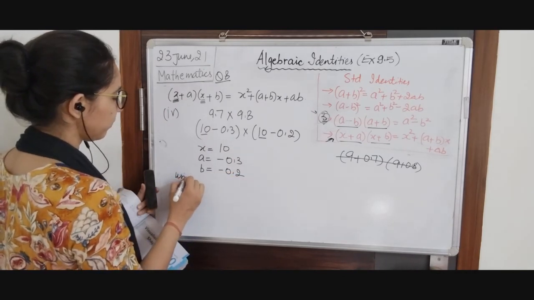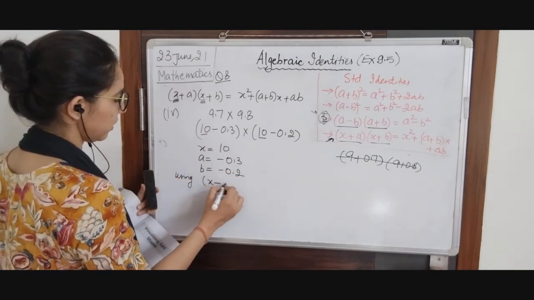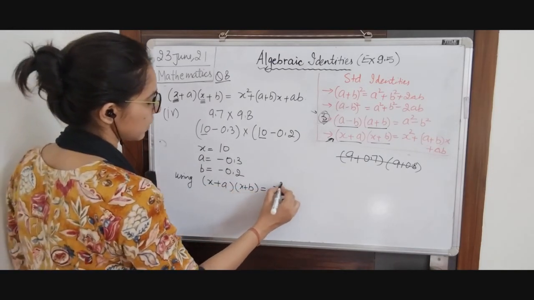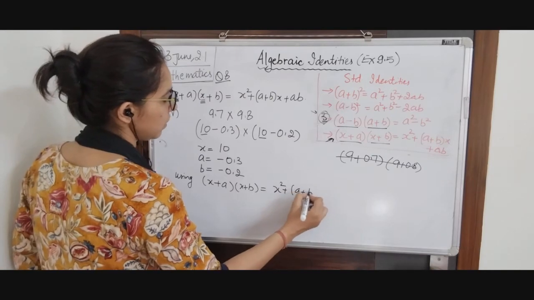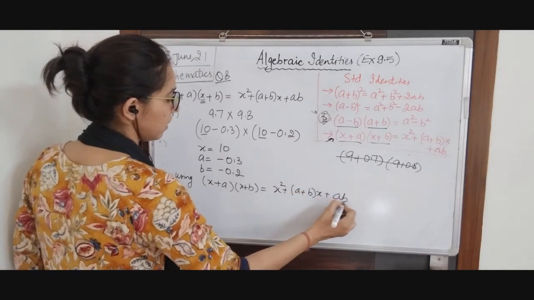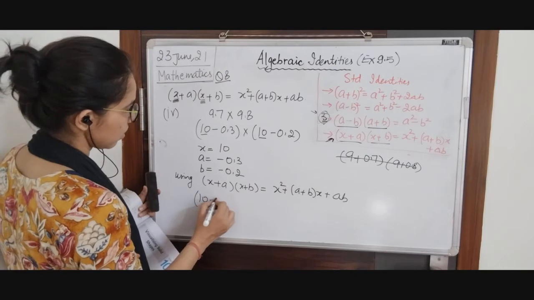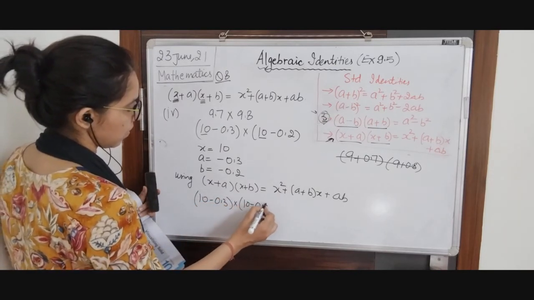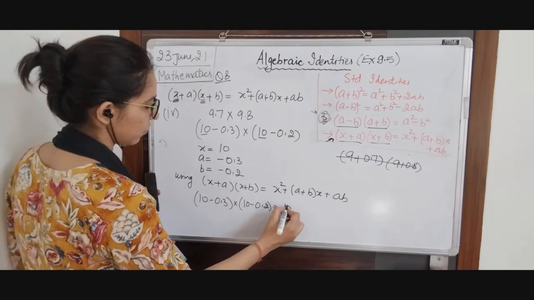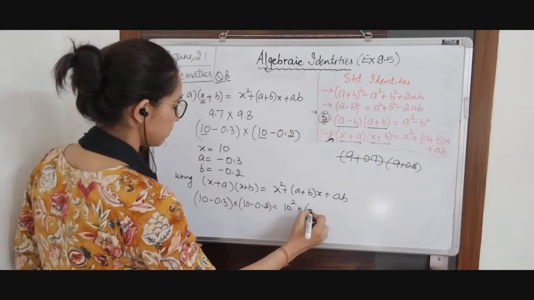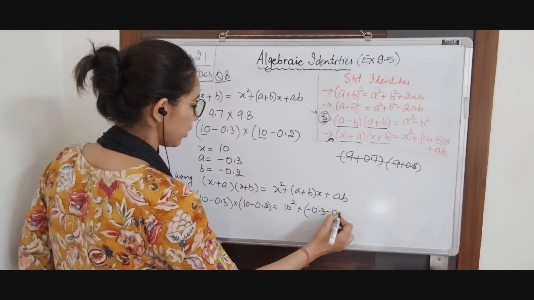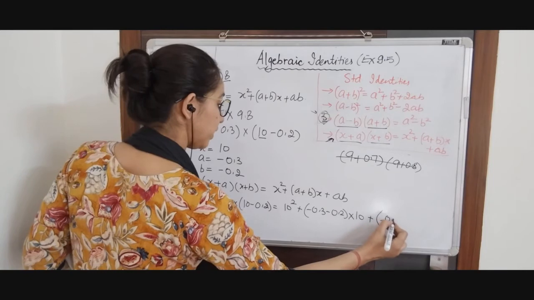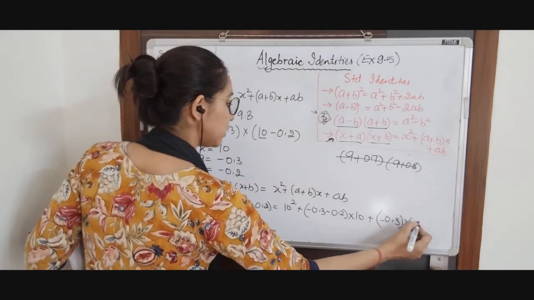So using your given expression, that is x plus a into x plus b, which is equal to x square plus a plus b x plus ab, your given expression will be written as x square, which is 10 square, plus a plus b, minus 0.3 minus 0.2, into x, which is 10, plus ab, a is minus 0.3 into minus 0.2.